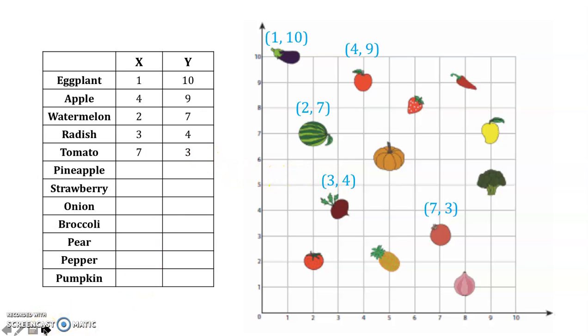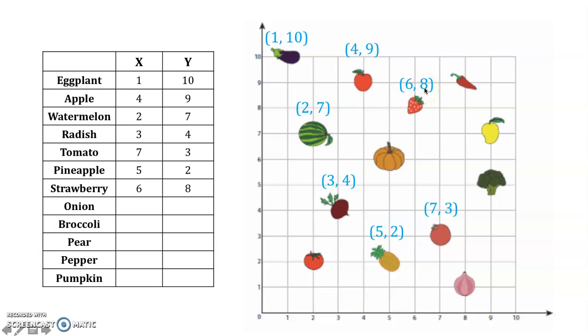Next up, we've got our pineapple. Slide 5 units on the x-axis, drive 2 units up the y-axis, and we get (5, 2) as our ordered pair. Next up, we've got our strawberry, which is over here. So we're going to slide, starting at the origin, 6 units on the x-axis, and we're going to drive 8 units up the y-axis. Our ordered pair is (6, 8).